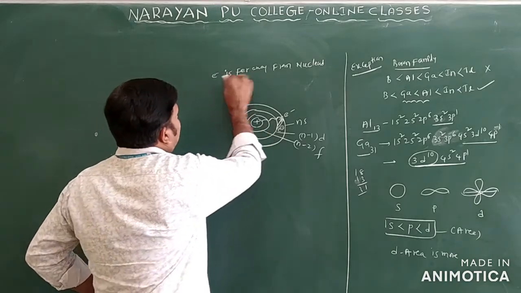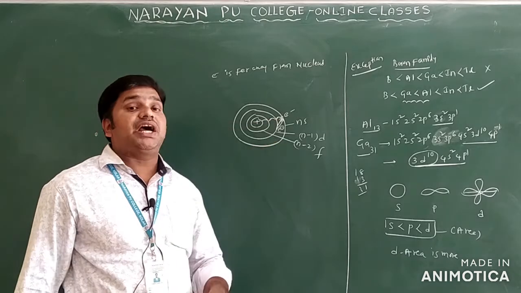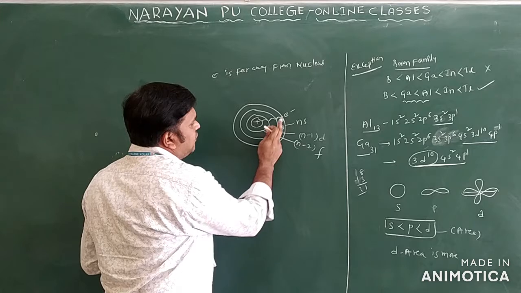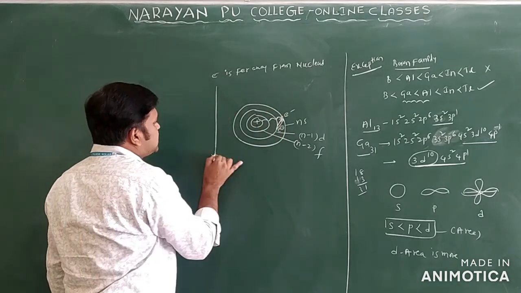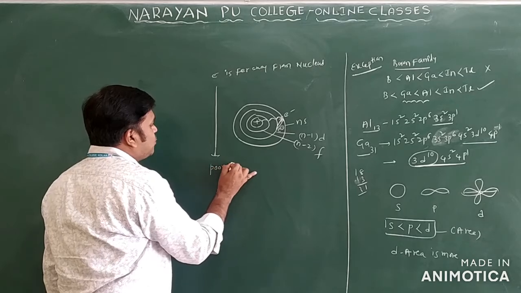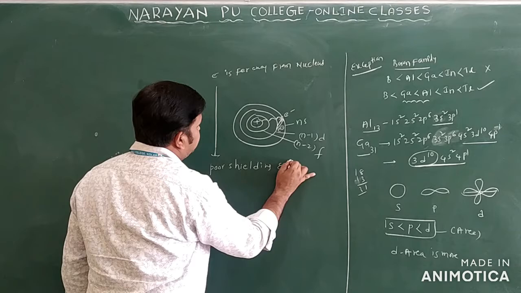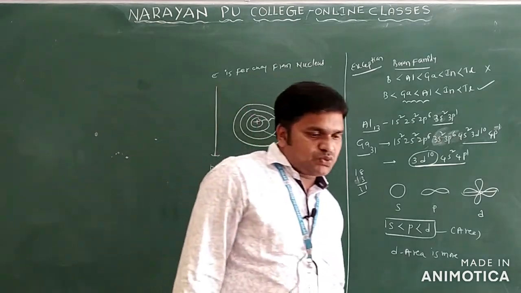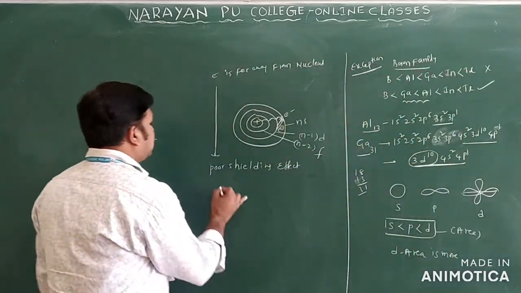Now we can see when an electron is far away from the nucleus. We can see here an electron is there, far away from the nucleus. Here the (n minus 1) electrons are there, and they will create some repulsion. Then this electron experiences poor shielding only. So when the electron experiences poor shielding effect, the attractions on the outermost electron increase.